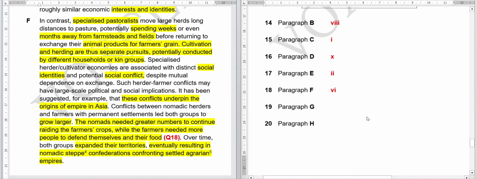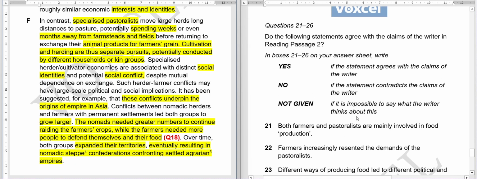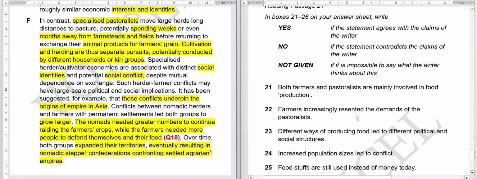Okay, let's read it. Yes, no, not given, and I think we have some answers here. 21, both farmers and pastoralists are mainly involved in food production. Okay, is our location in this paragraph? Yes. So our location, let's read this together, is here. In contrast, from here to here. Now you have around 10 seconds to tell me the answer to this particular question. We have read it together, obviously, and for this your time starts now.